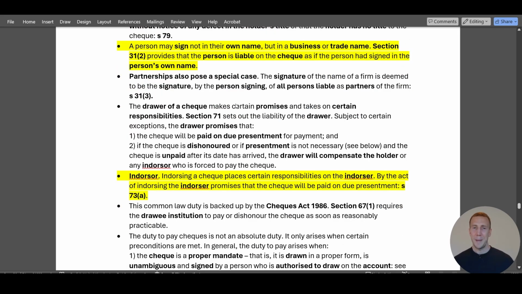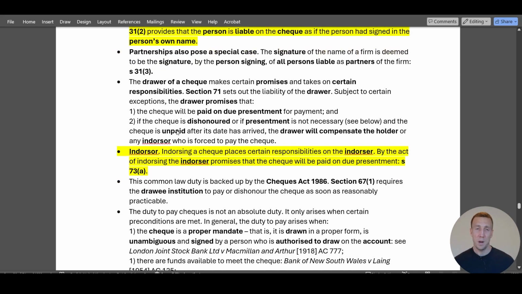Then we have the drawer of a cheque, who makes certain promises and takes on certain responsibilities. Section 71 sets out the liability of the drawer, subject to certain exceptions. The drawer promises that (1) the cheque will be paid on due presentment for payment, and (2) if the cheque is dishonored, or if presentment is not necessary and the cheque is unpaid after its date has arrived, the drawer will compensate the holder or any endorser who is forced to pay the cheque.